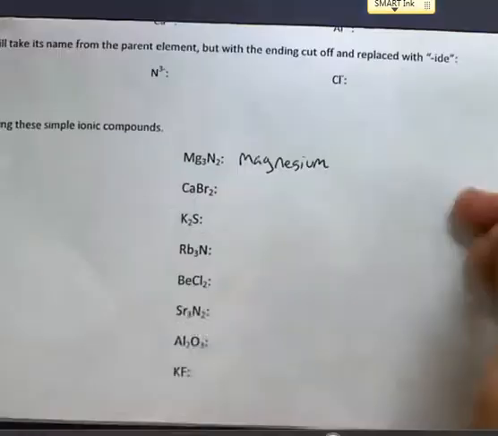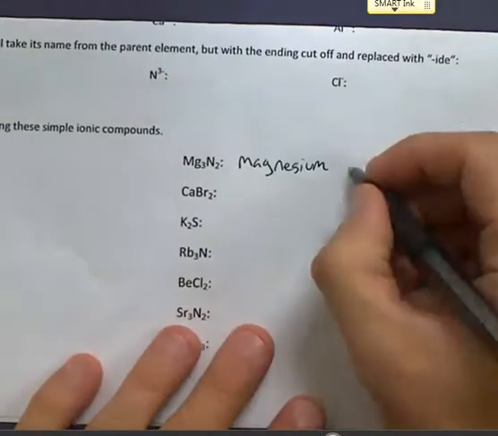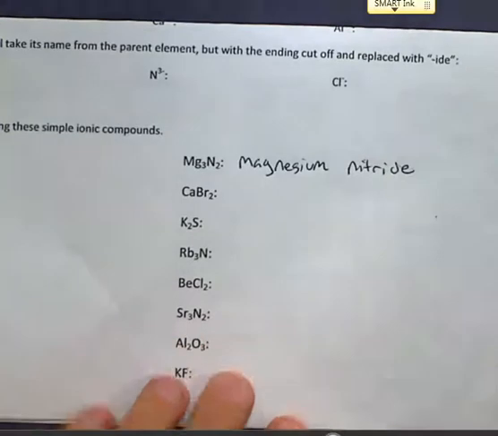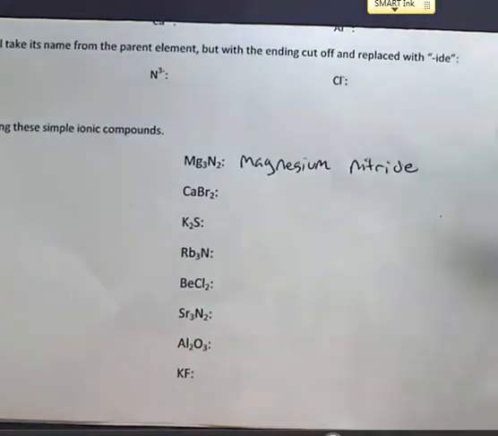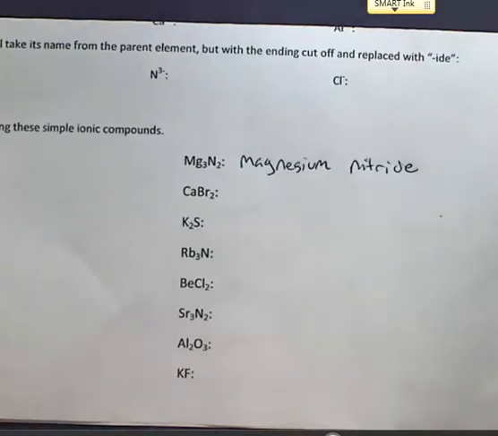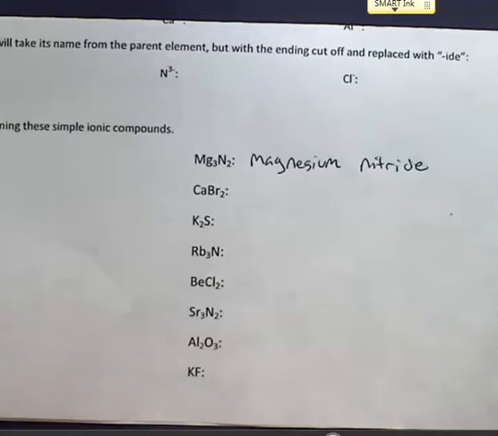N is nitrogen, so nitrogen would become nitride. Now, there's no real rhyme or reason for how we decide where to cut this thing off. It could be nitroide or nitrogide or nitride. Nitride sounds the best, and so it's the one that's accepted. Generally, you're going to find the one that has the best flow is the one that is accepted to use.